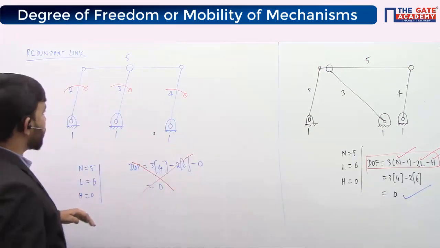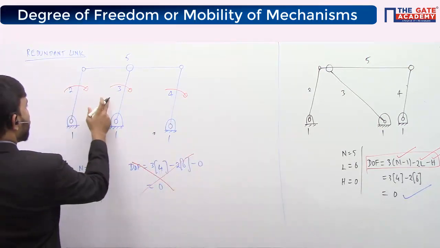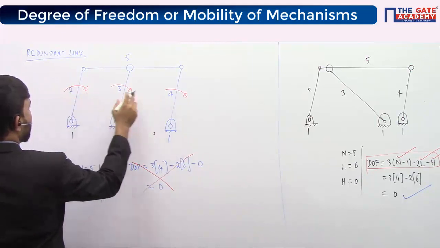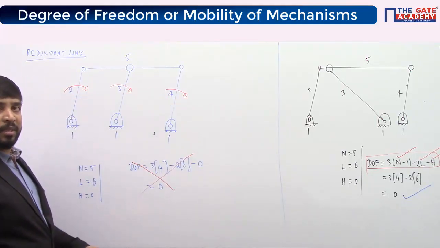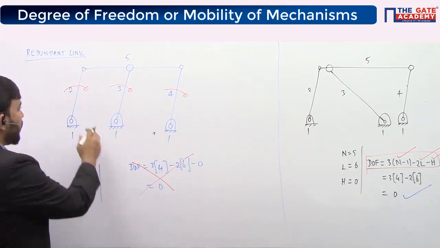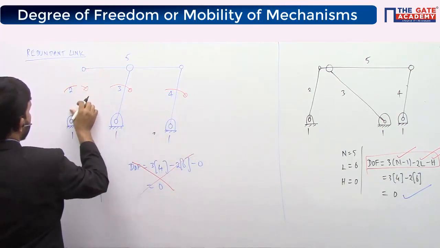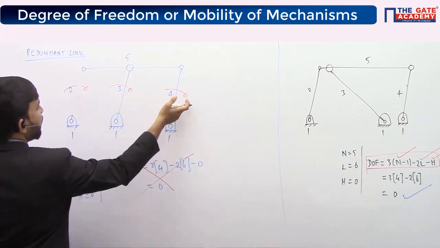Whereas in this case, you try to eliminate any one of these 3 links. The input is rotation and the output is also rotation. So the input link is rotating and the output link is rotating. Basically both the links are rotating. You try to eliminate one of these 3 links. If I eliminate this link number 2, I will give the input here and I will take the output there.